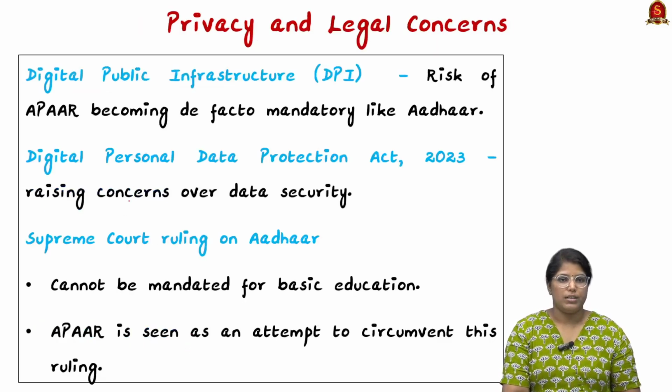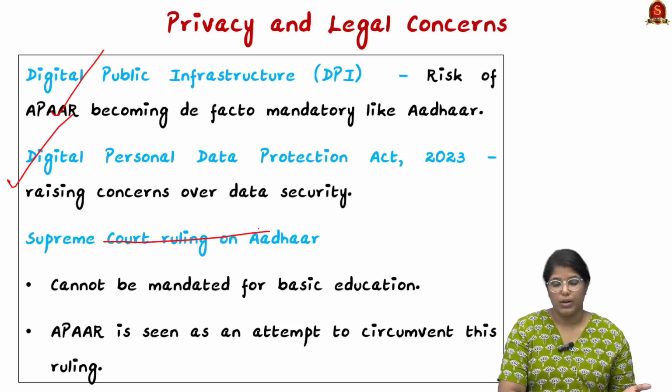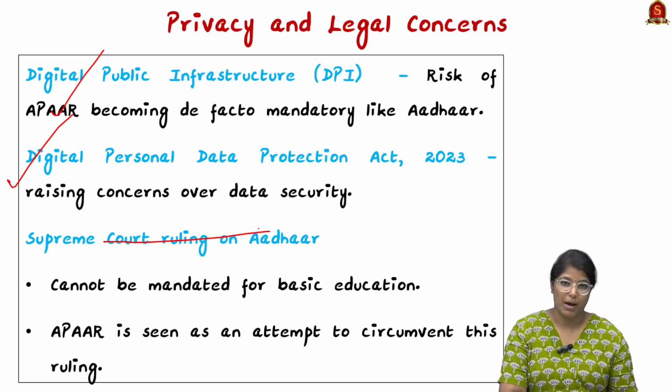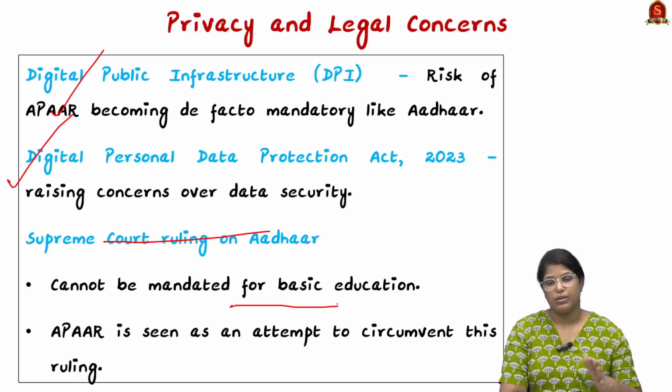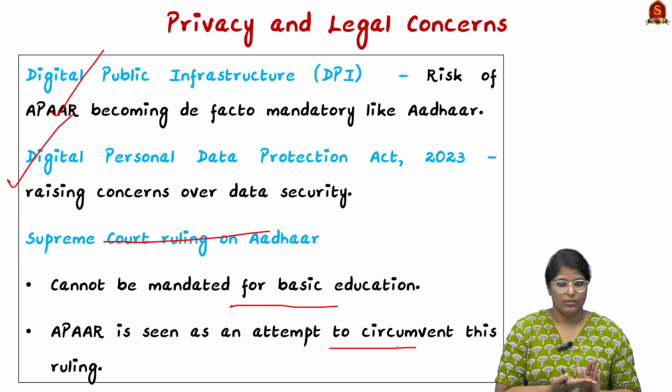Now, moving on, there are certain privacy as well as legal issues. For example, the portal can be used as a de facto mandatory like the Aadhaar card. So this issue is there. And under the Digital Personal Data Protection Act 2023, this particular thing raises concern over privacy. And even the Supreme Court ruling has said that Aadhaar should not be made mandatory anywhere else, especially for basic education. So there is a Supreme Court ruling. But this particular thing, which is combining with the Aadhaar, is circumventing the ruling. So this is also a very big privacy as well as legal concern.